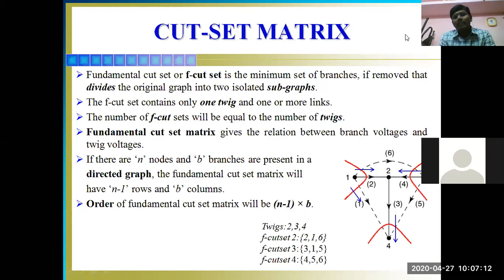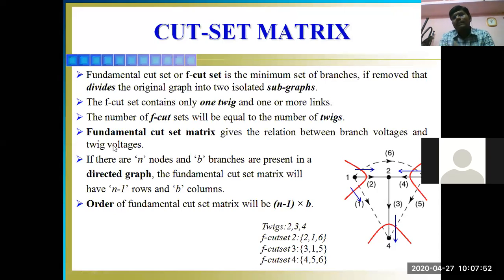Now we will see another important matrix, which is called the cut-set matrix. Reading the first sentence, the fundamental cut set or F cut set is the minimum set of branches which, if removed, divides the original graph into two isolated subgraphs. The F cut set consists of only one twig and one or more links. And the number of cut sets will be equal to the number of twigs.